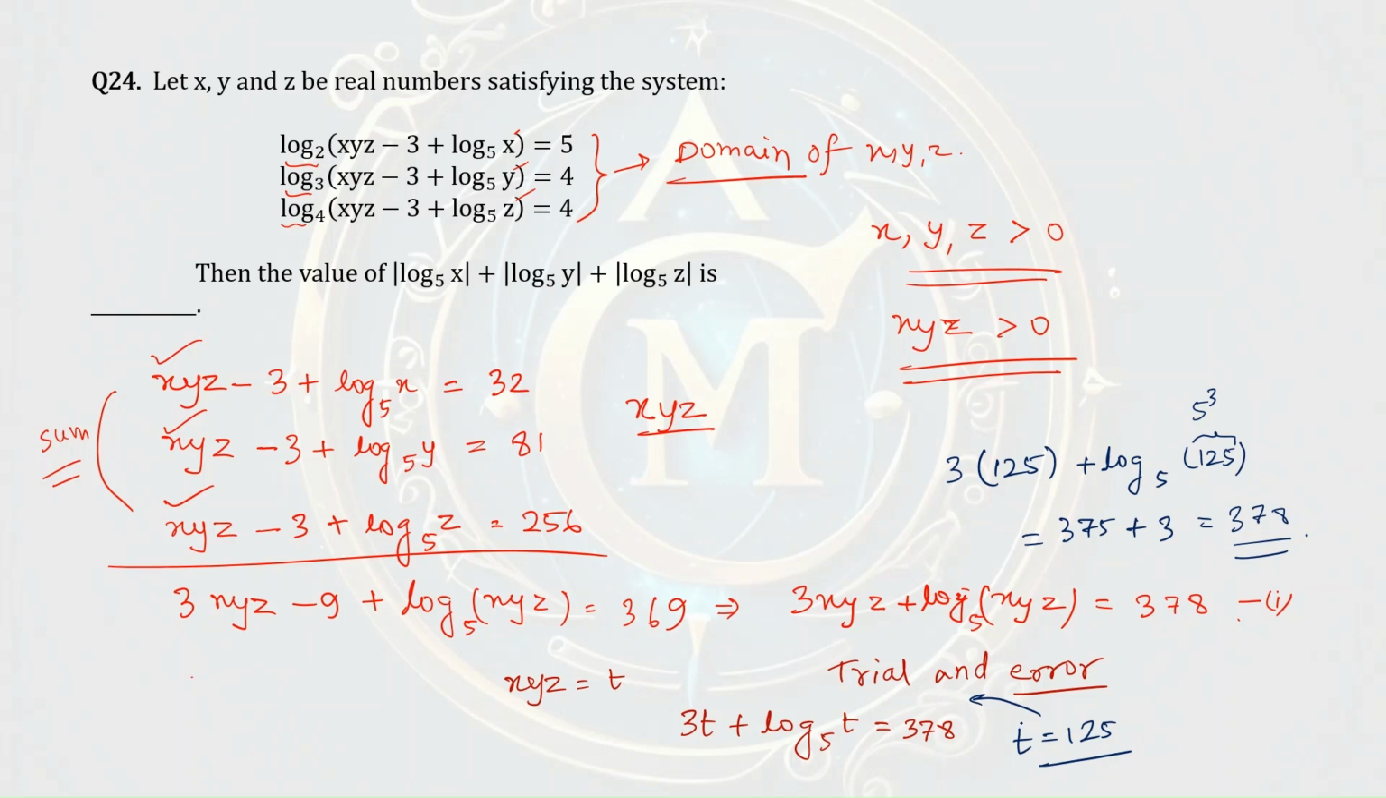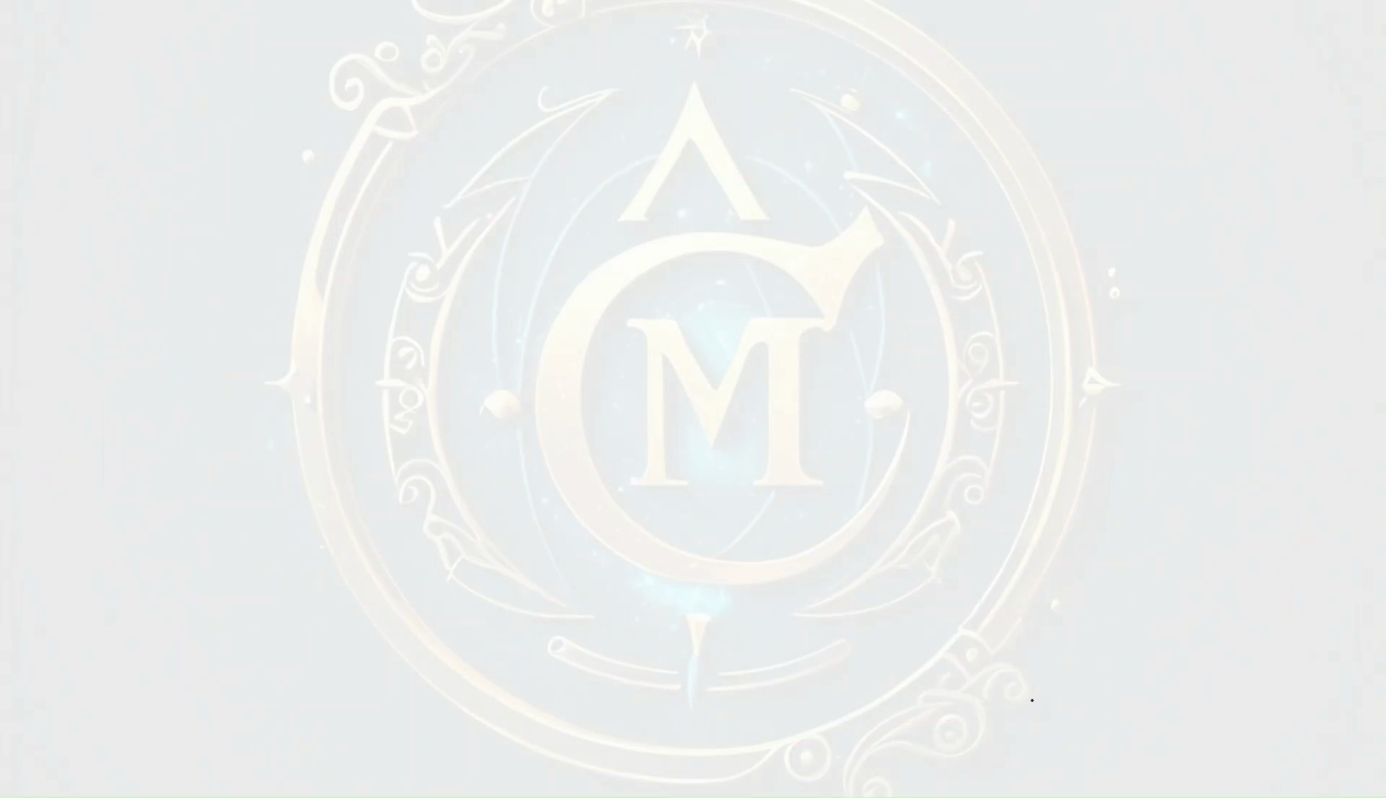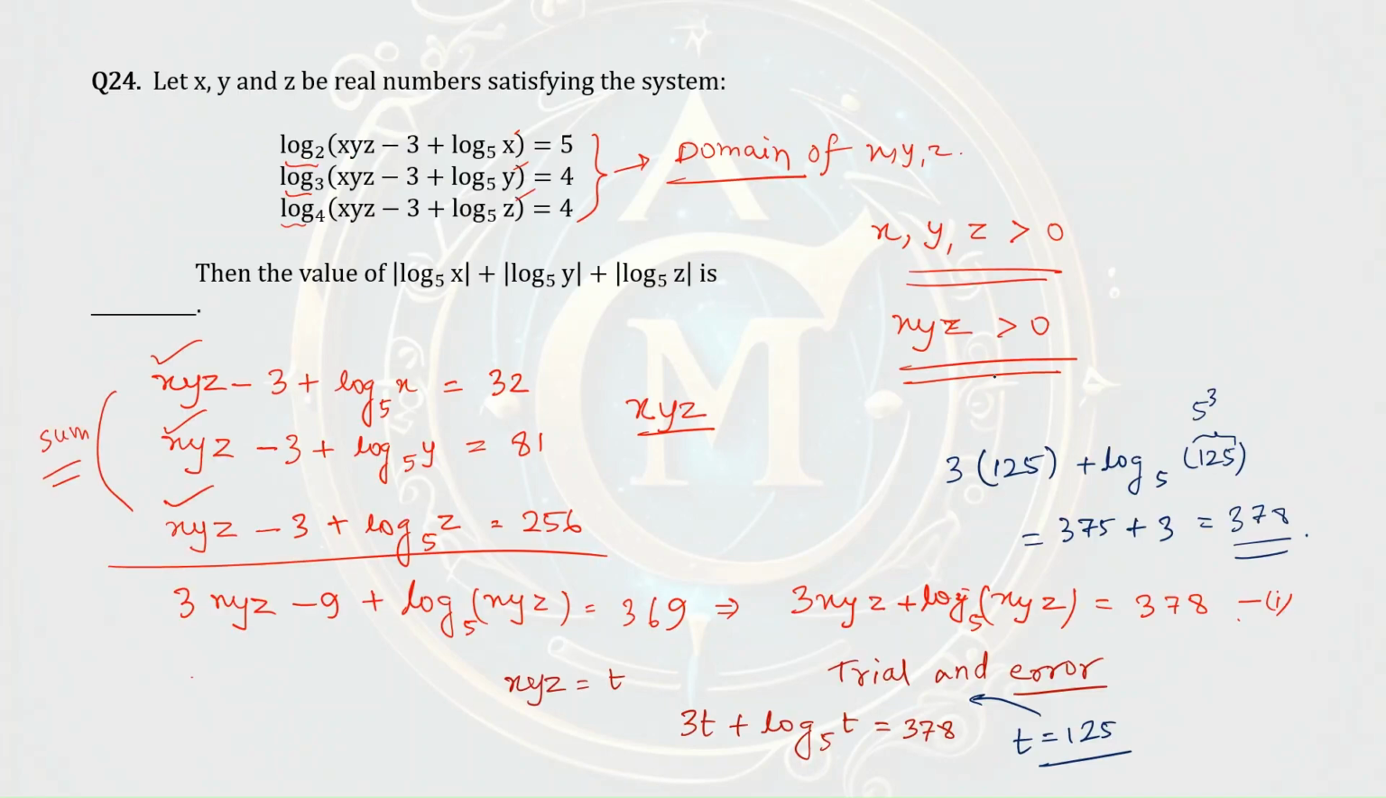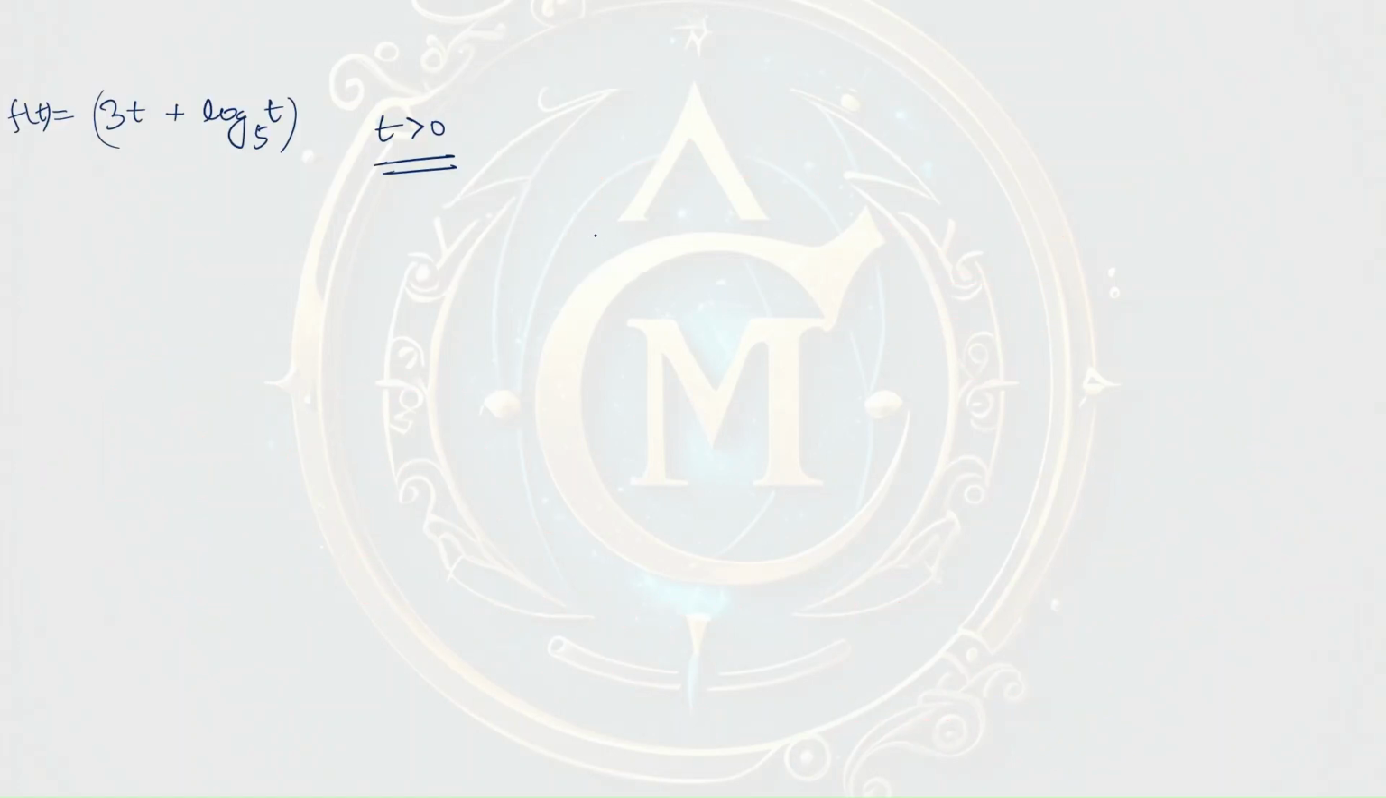Now how can we be sure that there are no other possible roots of this equation? For that, we need to consider a function, let's say f of t equals 3t plus log t with respect to base 5. This is a function of t, and t is positive because we discussed the domain of this system, xyz greater than 0. So if we differentiate this function, f dash t will become 3 plus, log t with respect to base e, the natural log of t divided by log 5, whose derivative gives us 1 over t log 5. Now as t is greater than 0, this derivative is always positive. That means f of t is strictly increasing.